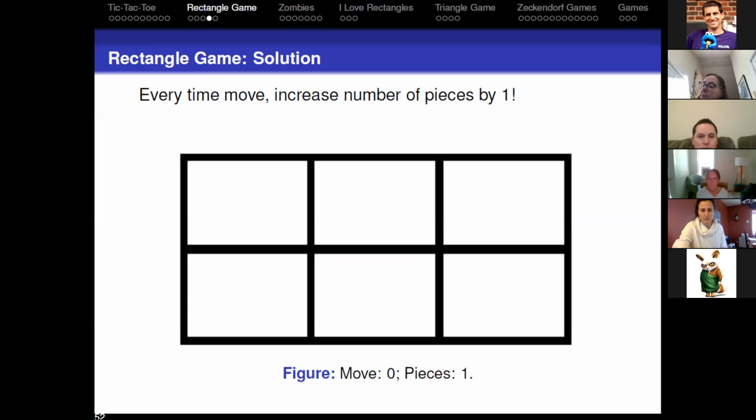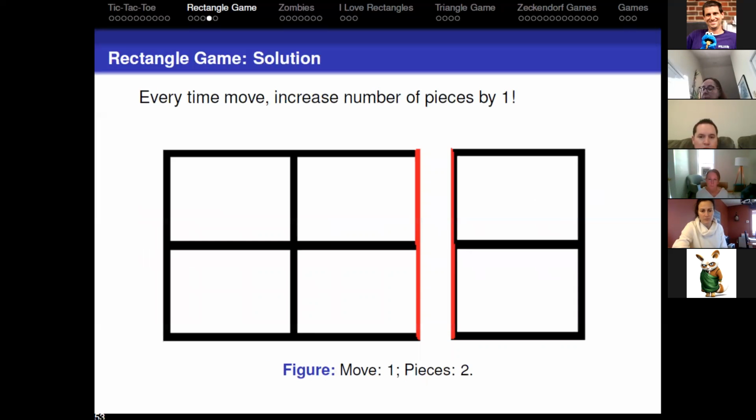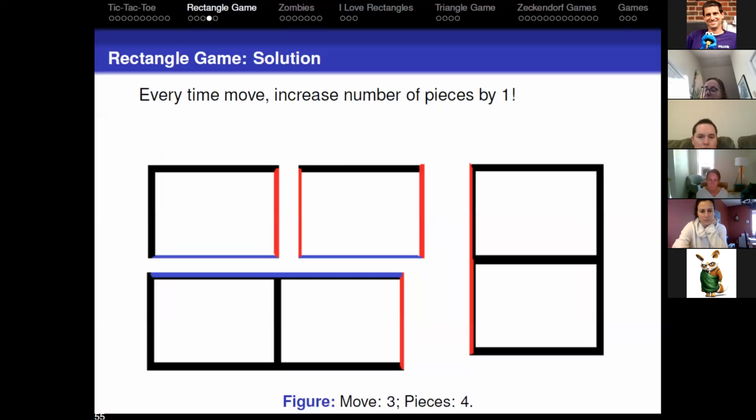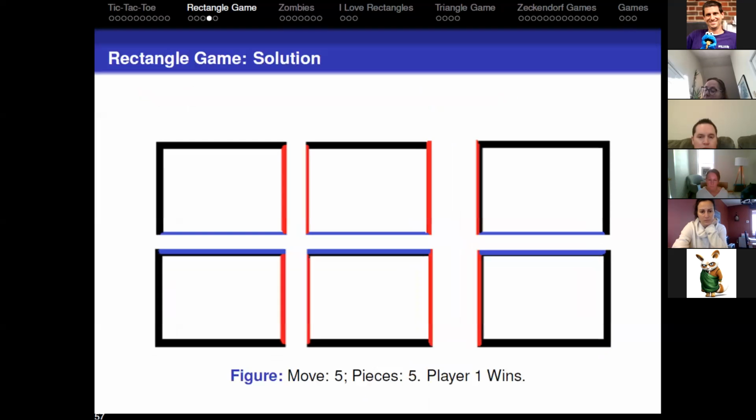And what we notice is every time we move, we increase the number of pieces by one. If we move 0, we have just one piece, the initial board. We then move, and it's the same as breaking the board into 2 pieces. So after one move, there are 2 pieces. We now move over here, and there's now 3 pieces. We move over here, there's 4 pieces, 5 pieces, 6 pieces. And so the number of moves we have is 1 less than the number of pieces.